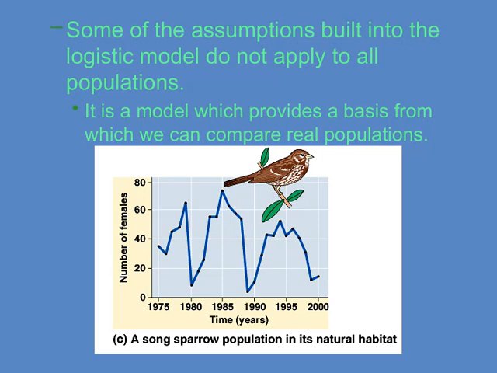Some of the assumptions built into the logistic model do not apply to all populations. It's important to remember that while the logistic model provides a useful framework, it's a simplified representation of reality. It assumes, for example, that growth rates are constant and that resources become limiting in a predictable way. However, in real-world populations, factors like environmental variability, social behaviors, and unique ecological conditions can cause deviations from the model's predictions. That's why I like to emphasize that the logistic model serves as a baseline or a point of comparison.